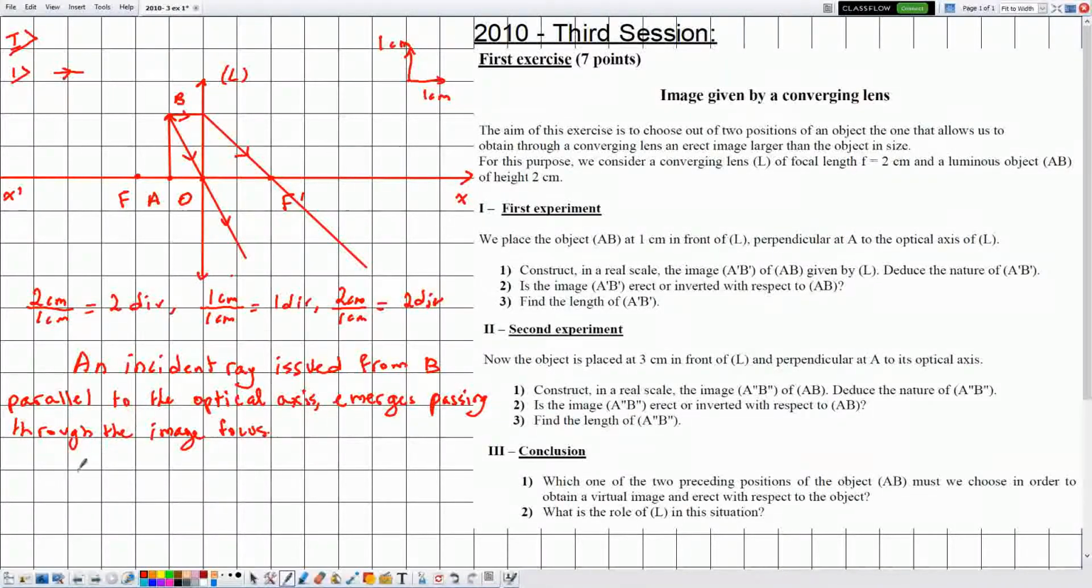Now the justification of the second ray is given by an incident ray issued from B passing through the optical center, in this case it emerges without deviation.